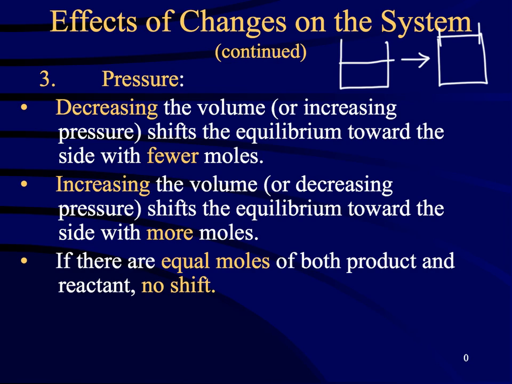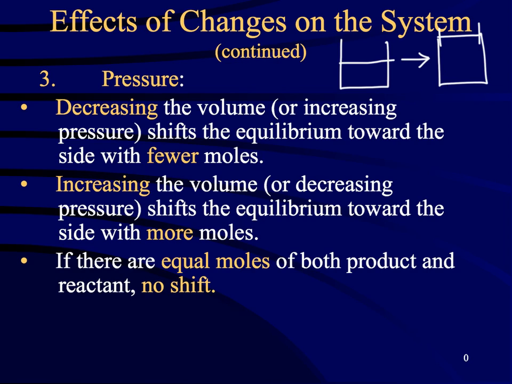So you're probably wondering, well, how do I figure out which side has more moles? What you do is you add up the coefficients on both sides of the arrow. Okay, so you add up the coefficients on the reactant side and you add up the coefficients on the product side. And then the side that has more moles, because this is a larger container, is going to be favored. It will shift towards that side.